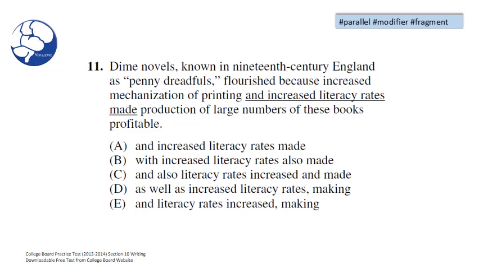I think A is okay, so I'm going to hold on to A for now. I see an error in B. I can go ahead and eliminate B. I see another error in C. We can go ahead and cross out C. I see an error in D. D is out. And I see an error in E. E is out. So our answer is A.